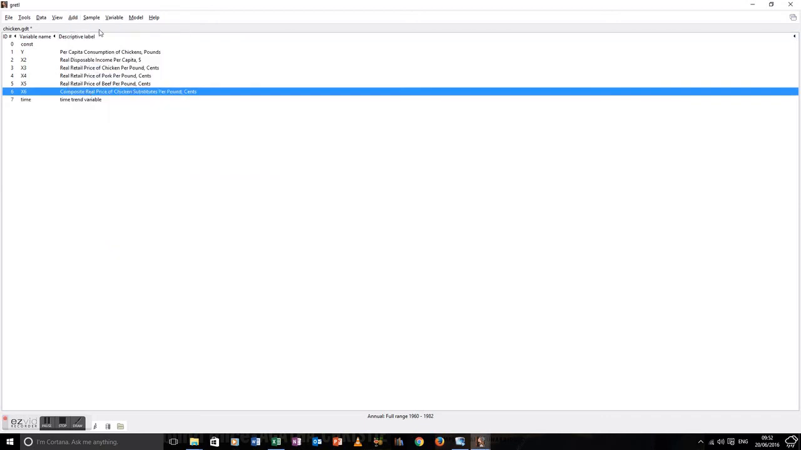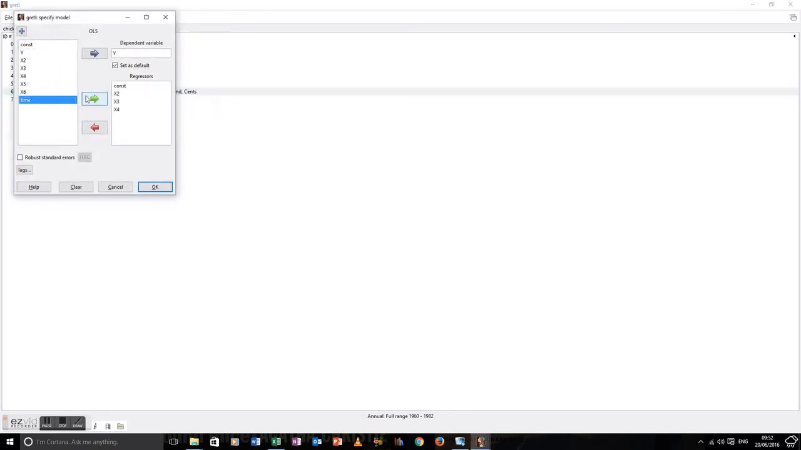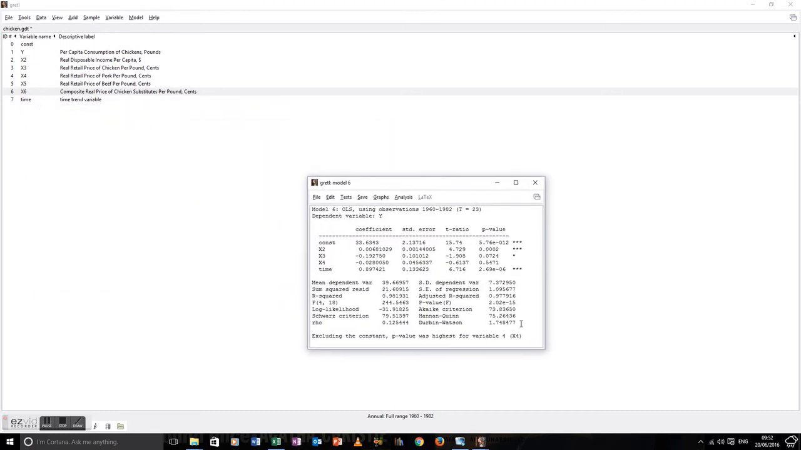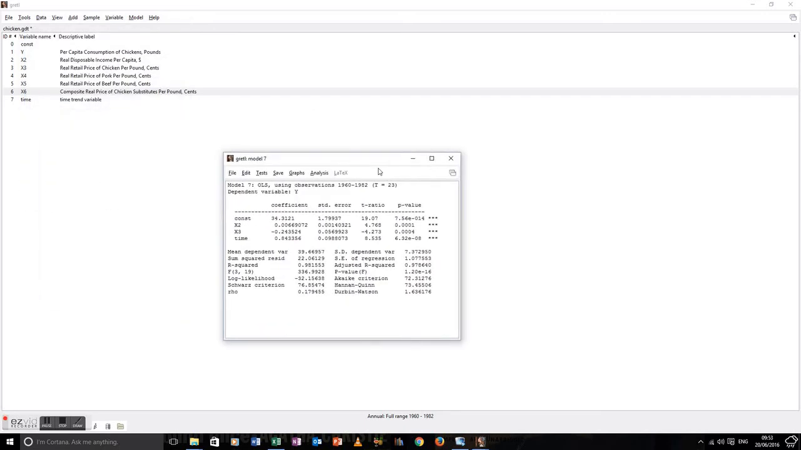Okay, something else I said earlier, if you remember, was maybe a time trend is important. So let's stick a time trend in. And that's interesting. The Durbin-Watson actually is okay now. The time trend is significant, income is significant, the price of chicken is significant. So that's actually not a bad model. Let's drop the insignificant variable, the substitute. Let's see what that looks like now.